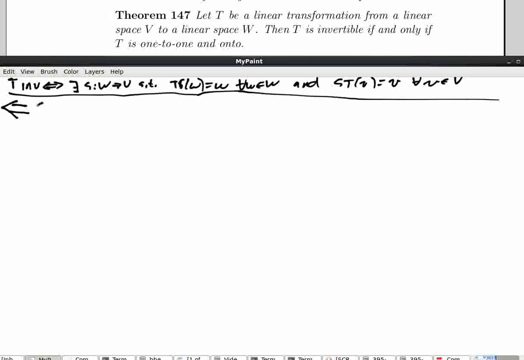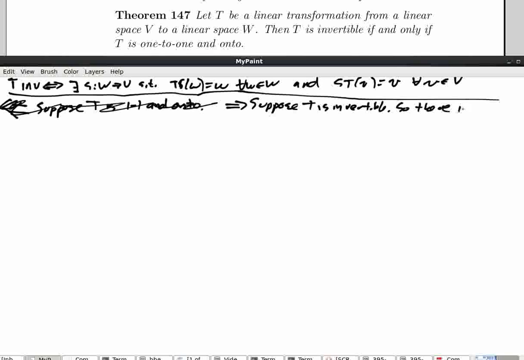I'm going to suppose T, which is linear, is 1 to 1 and onto. You know what? Scratch that. I'm going to do the other direction first, because it's a little bit easier. Suppose T is invertible. So there is an S as above, right here.